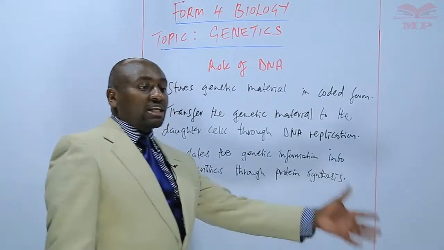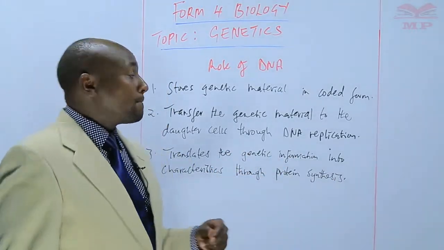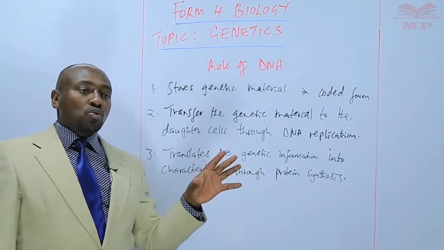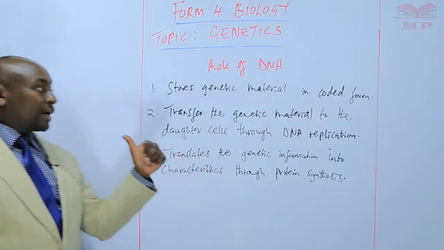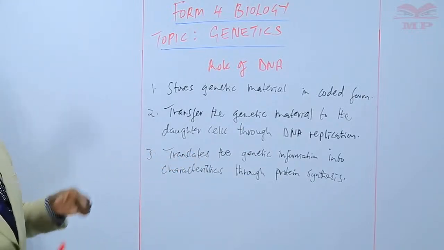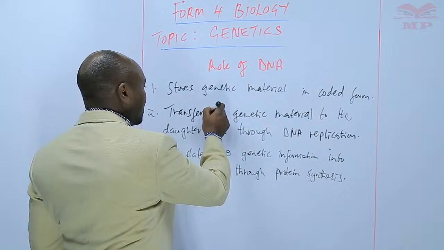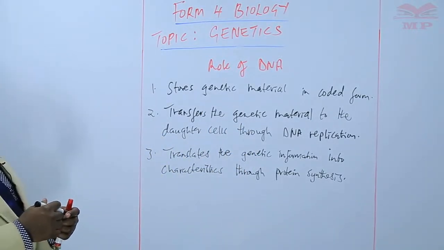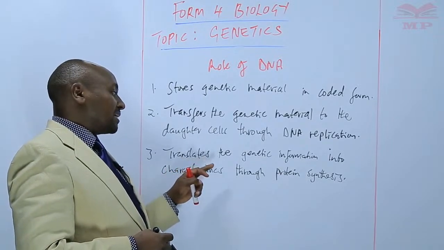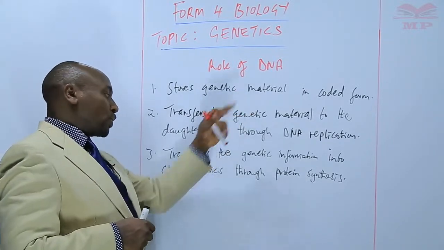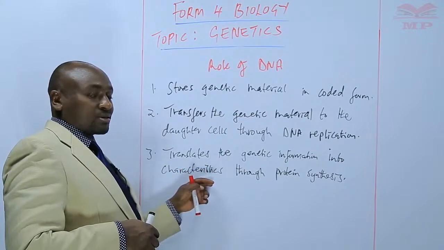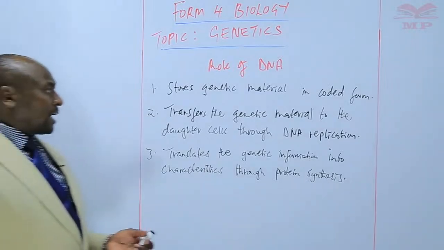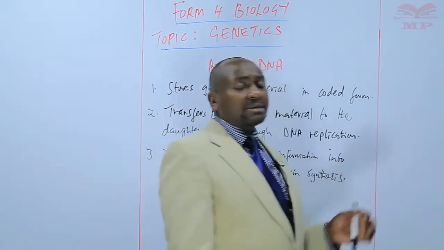Storing the genetic material in a coded form, and this coded form is in form of the nitrogen bases, cytosine, guanine, and adenine, and those ones, and also transfers the genetic material from the parent cells to the daughter cells through DNA replication. Also translates the genetic information, the one that is coded, into characteristics of an organism through a process called protein synthesis.